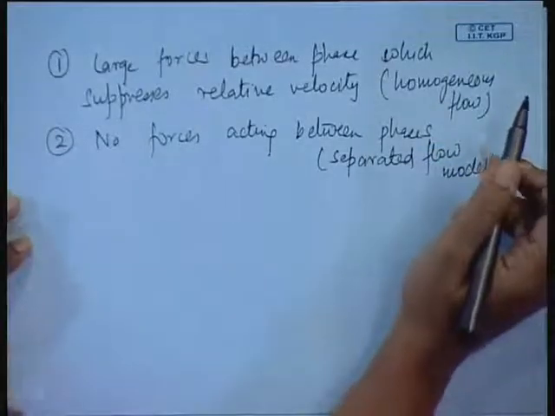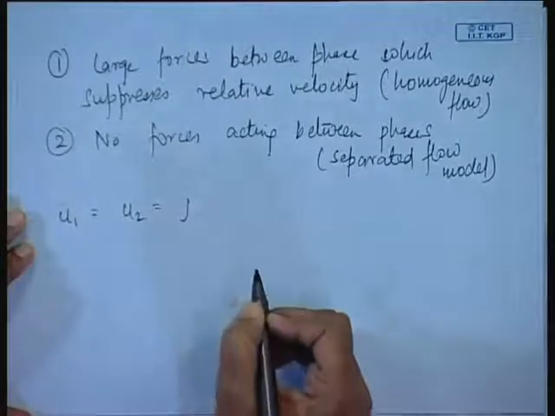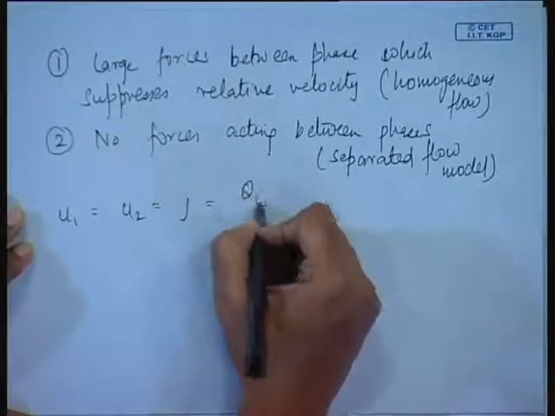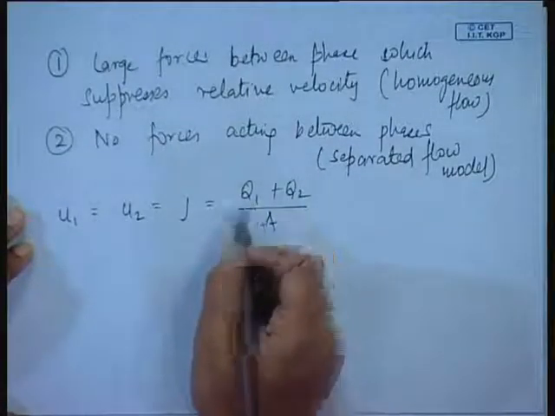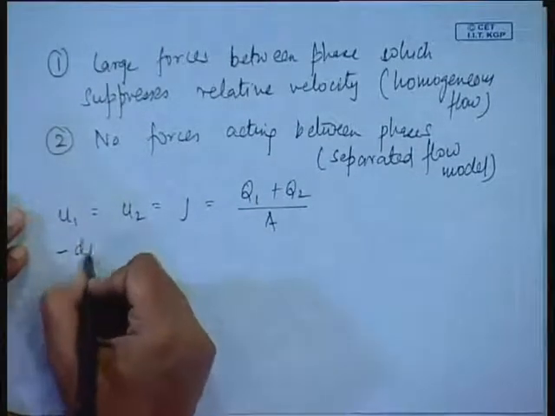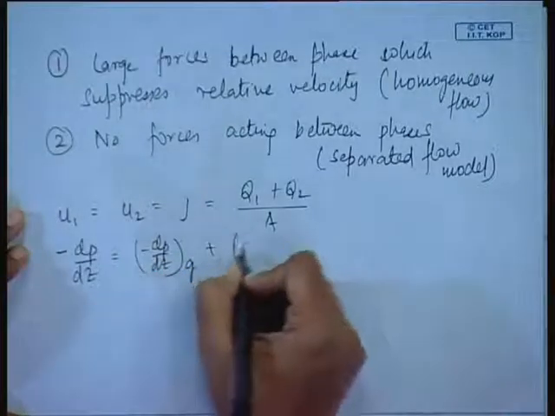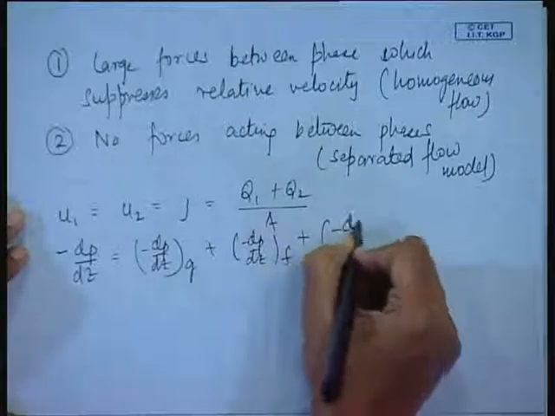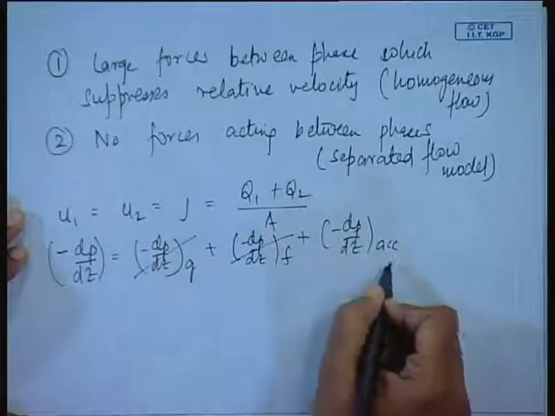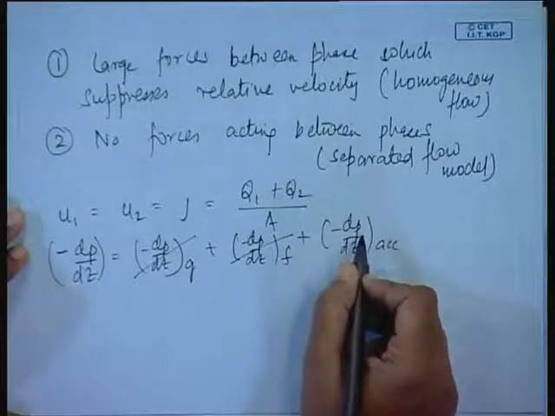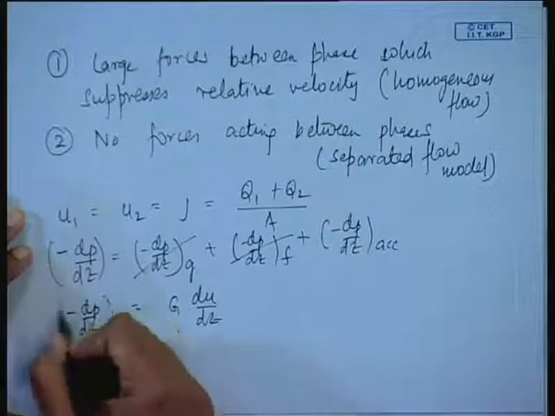So, when there are large forces acting between the phases, what can we assume? We can very well say that U1 and U2 are the same, the no slip condition, and this is equal to J, the volumetric flux, which is equal to (Q1 plus Q2) by A. Q1 and Q2 are already given, correct. So, from this what do we know? If you see the homogeneous flow model, there minus dP/dz was equal to the gravitational pressure gradient plus the frictional pressure gradient plus the acceleration pressure gradient. Now, in this particular case, the first two cancel out. So, minus dP/dz would be equal to minus dP/dz acceleration. What was the expression for this? This was nothing but G du/dz, if you remember. This was equal to minus dP/dz in this particular case.